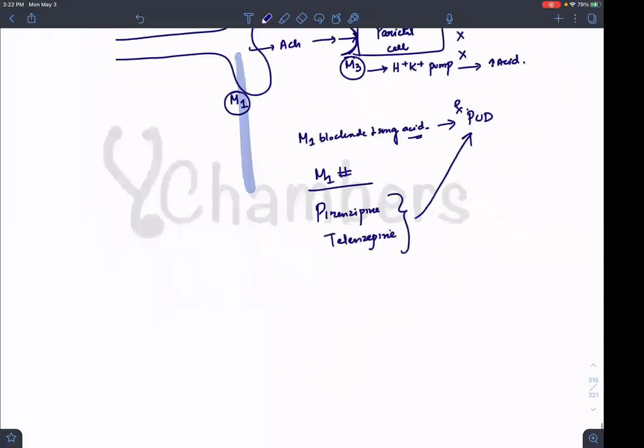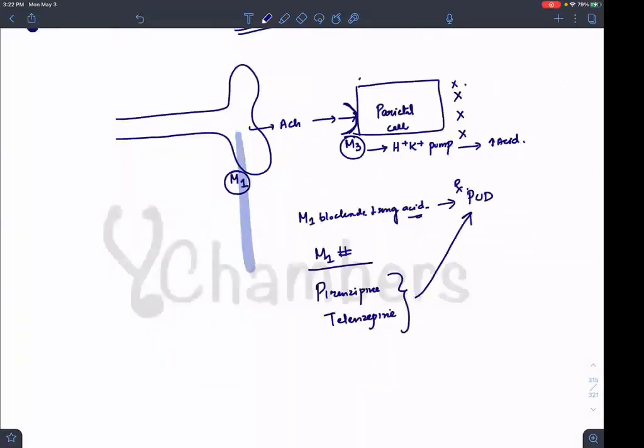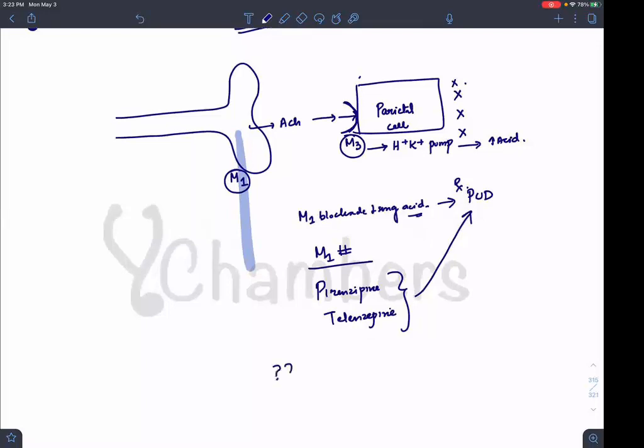So, is atropine an anticholinergic? Is it a blocker? Anticholinergic? Should answer fast. So, can I use that in peptic ulcer disease? The reason is not this. The reason is that if I give atropine, I will be having what? Muscarinic side effects also.